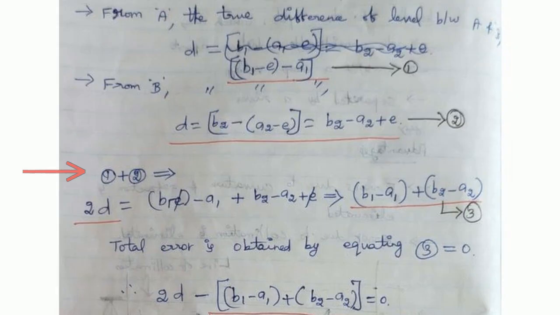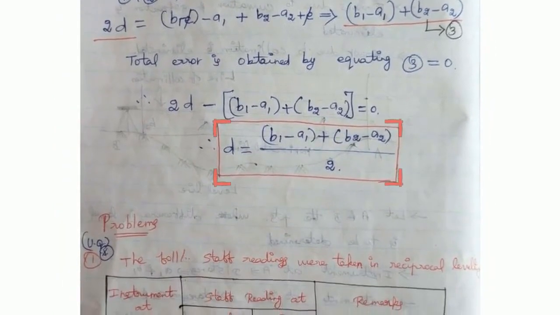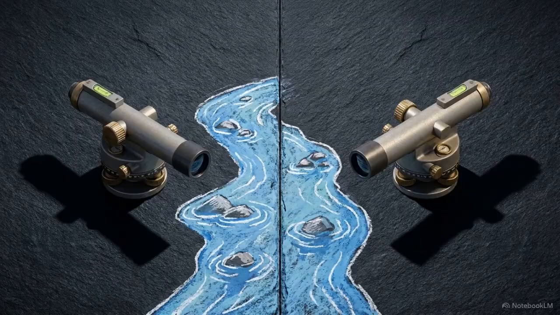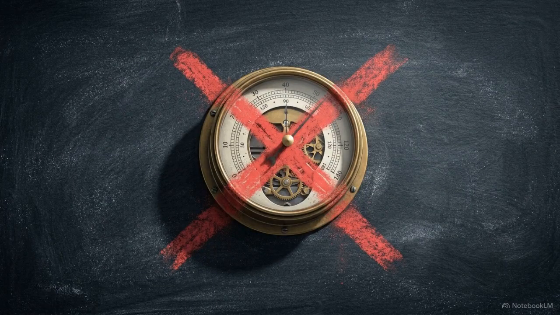Looking at these notes, we add the equations from station A and B. Expanding them out, the negative and positive E variables perfectly neutralize to 0. Dividing by 2 reveals the final formula, D equals B1 minus A1 plus B2 minus A2, divided by 2. By mirroring their physical positioning, surveyors isolate true elevation natively, with no measuring the span distance and no calculating atmospheric coefficients.